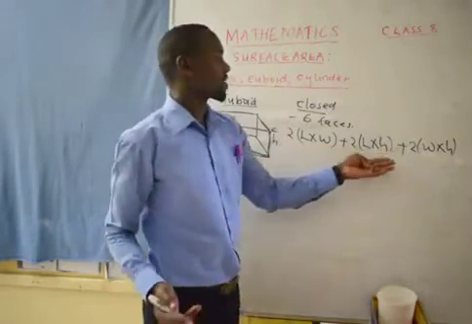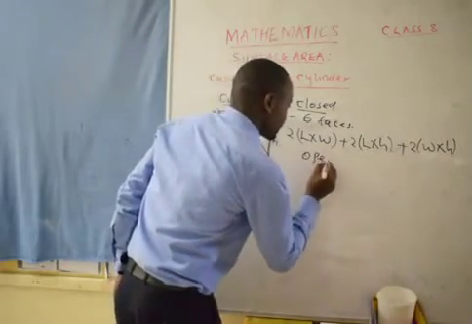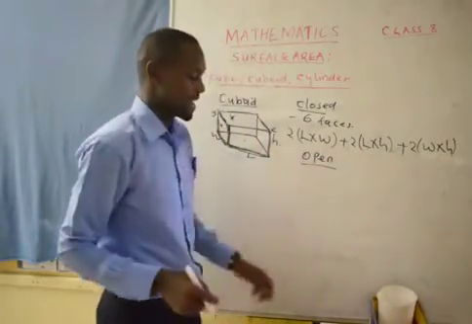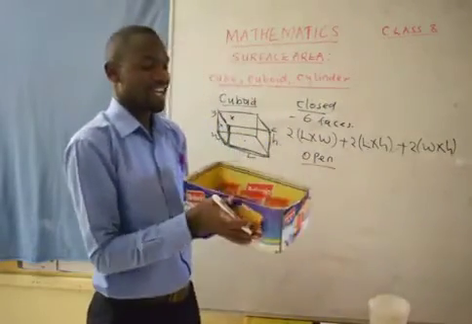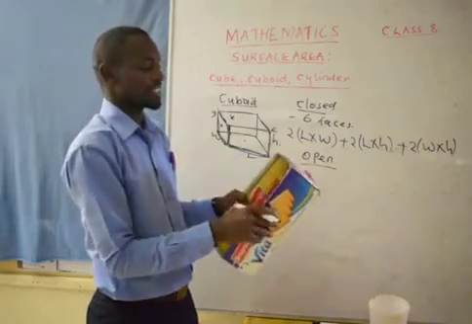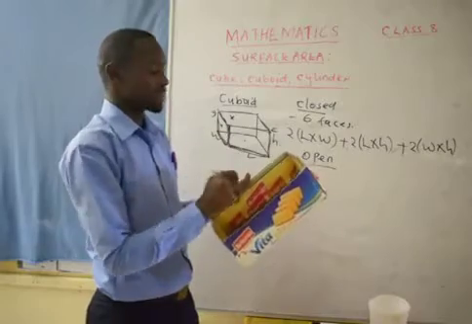That is in case of a closed cuboid. Now, in case of an open cuboid, an open cuboid is just like this box here. This face is missing, so it is open on top.